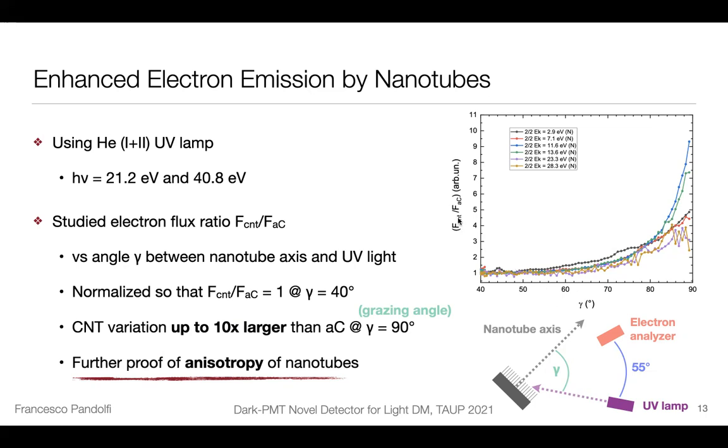And you can see here that this is the ratio of the two, so it's carbon nanotubes over amorphous carbon, and you can see that the ratio is 1. Different colors are just different electron energies, and you can see that as gamma approaches 90 degrees, this ratio goes up to 10 times. So it means that carbon nanotubes are emitting up to 10 times more when gamma is 90 degrees. So when the angle is grazing, when the photons are arriving at grazing angle on the top of the surface of the nanotubes. So this is further proof of the fact that carbon nanotubes have a strong anisotropy compared to amorphous carbon.